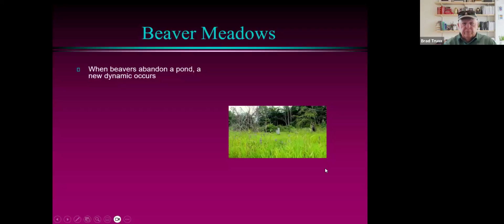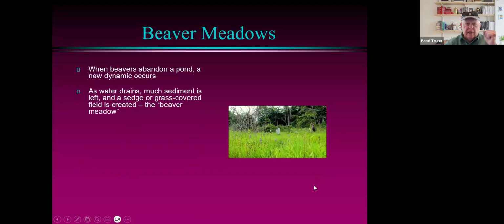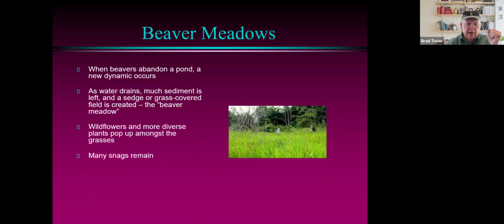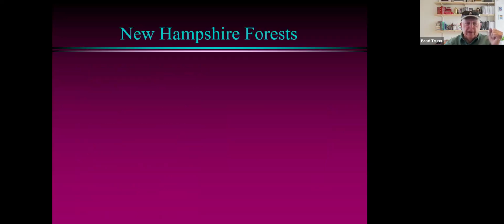When the beavers abandon the pond, a new dynamic occurs. As the water drains, much sediment is left, and a sedge or grass-covered field is created, and that's called the beaver meadow. Wildflowers will pop up, other diverse plants will pop up amongst the grasses, and many snags remain. And all these lead to habitat that's very desirable to a number of wildlife species.